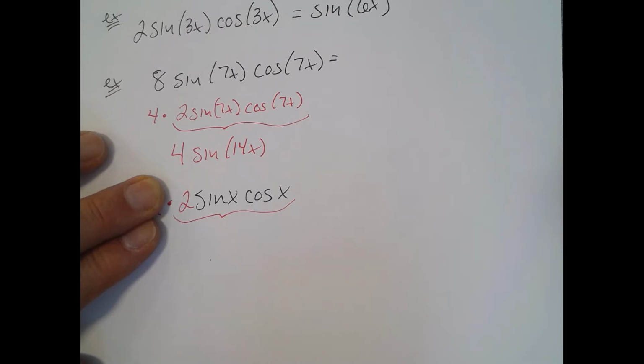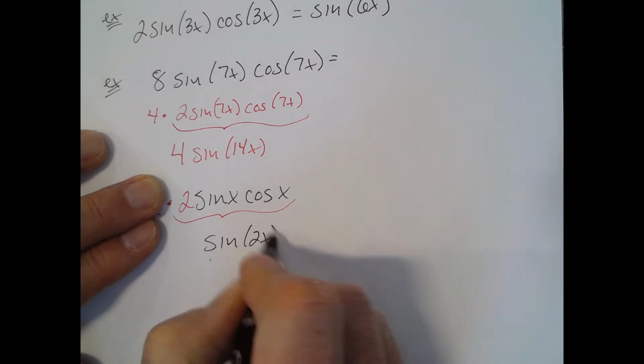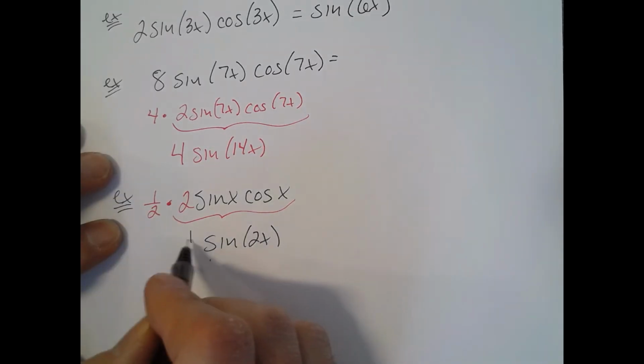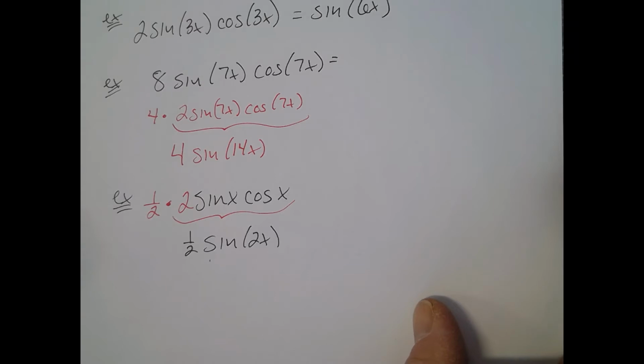That's literally the identity. What is it? Sine x or sine 2x. Sine 2x, yep. So that's sine of 2x, and then we just can't forget that we have a 1/2 up front. Okay. So that's double angle sine.